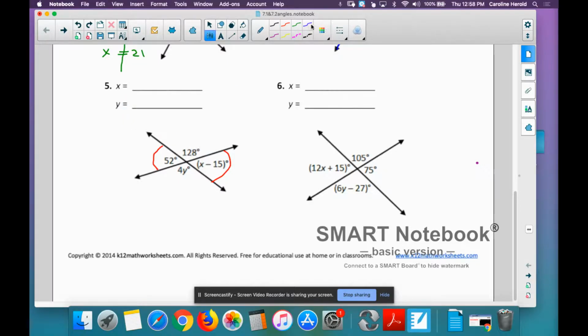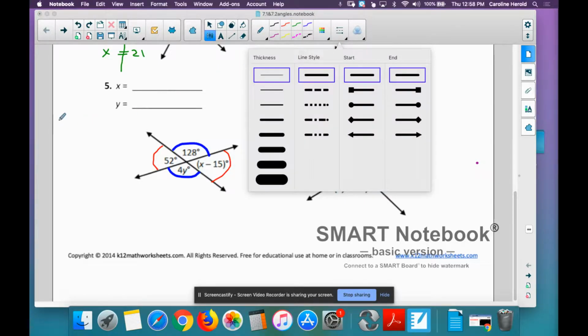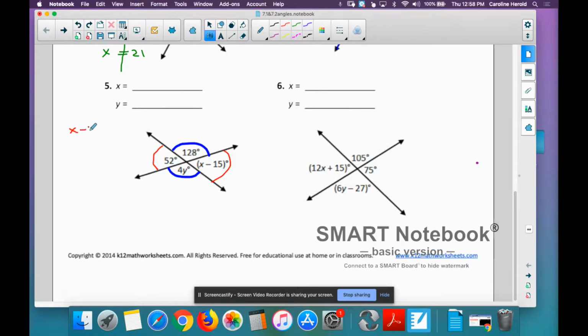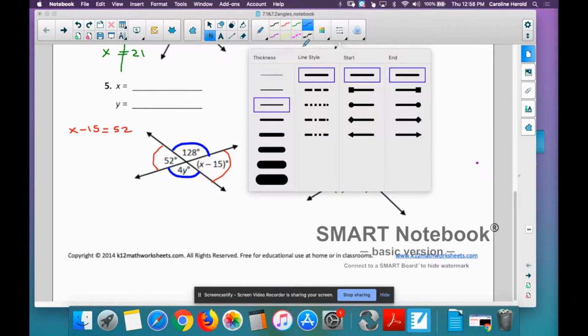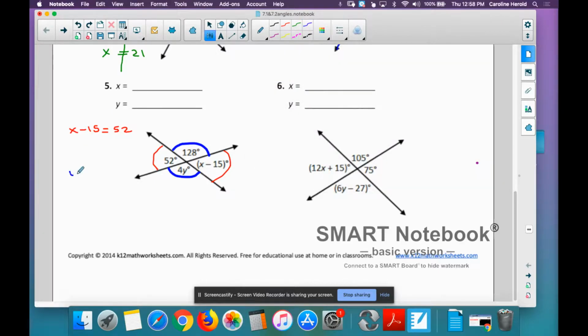Well, that's kind of interesting. I can maybe do this one and this one. That's familiar looking to me. I've seen that picture before. So I'm going to go back and do the red one first because I'm going to solve for x. X minus 15 equals 52. And now I'm going to set up one for the blue set, okay? 4y has to equal 128. Go ahead, press pause and solve those and see how you do.